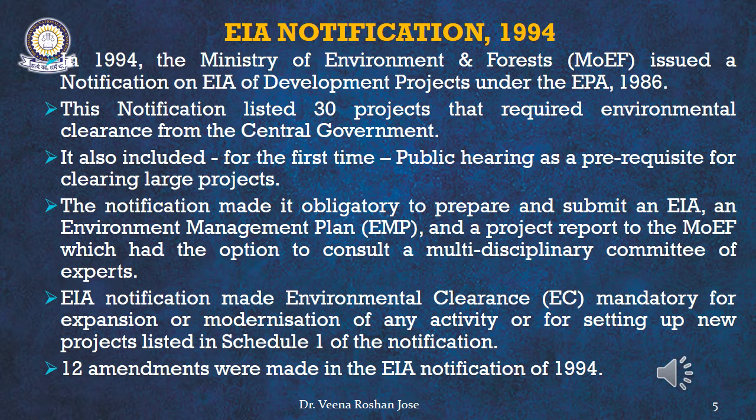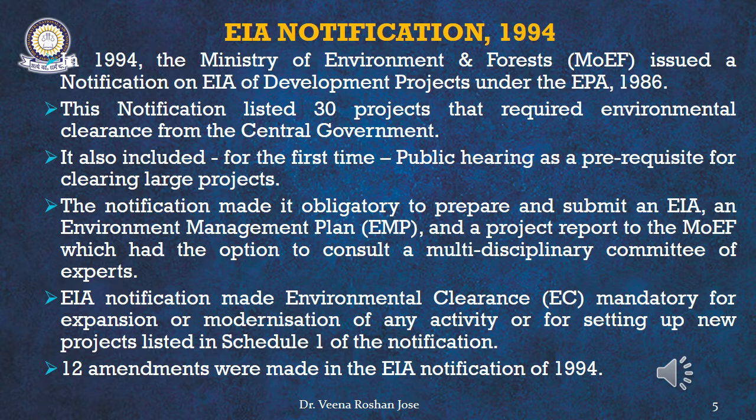EIA functions under the Environment Protection Act. It was a notification issued by the central government under the Environment Protection Act of 1986. So in 1994, the Ministry of Environment and Forest issued a notification on EIA of development projects, and that too under the Environment Protection Act of 1986. And this notification listed 30 projects that required environmental clearance from the central government.